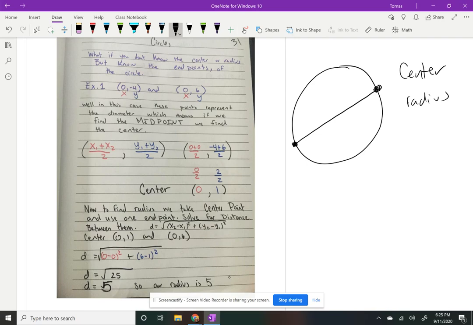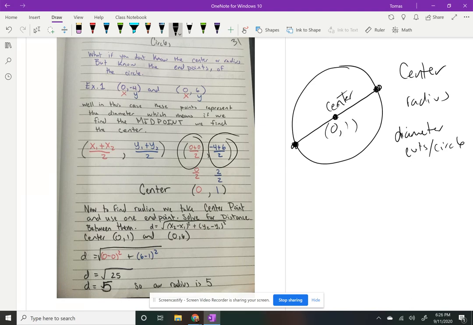Because we know diameter cuts the circle in half, right? So that means if we find the midpoint, we find the center. And that's exactly what we just did last class, right? The last video. So right here, we get our x's and we add them. We get our y's and we add them, and then we divide by 2. So in this case, our center is 0, 1.